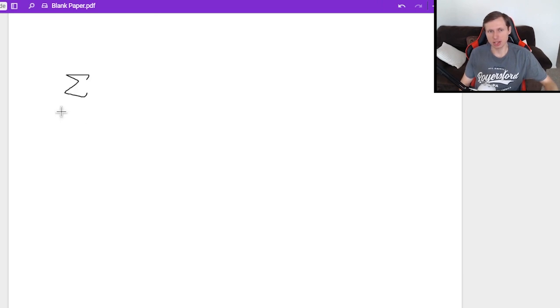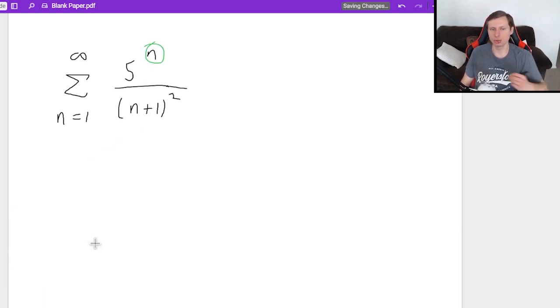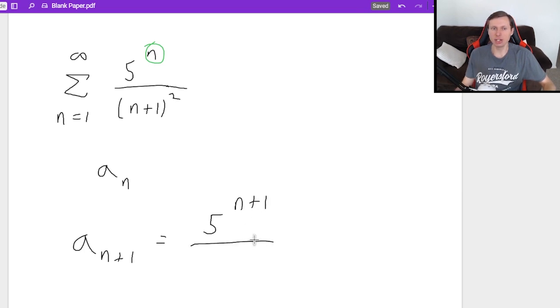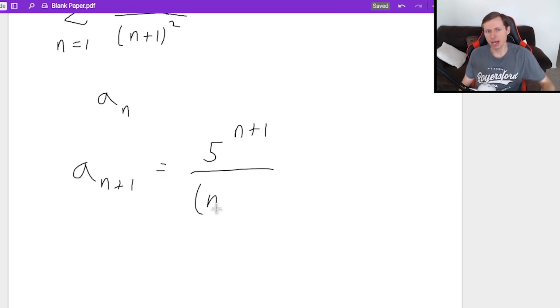I have the series from n equals 1 to infinity of, let's say, 5 to the n over quantity n plus 1 squared. So again, I have an n in the exponent here. I can use the ratio test, and I like the ratio test, so I'm going to use it. The first thing I need to do is, if that's a sub n, I need to find a sub n plus 1. I just add 1 wherever I see n, so the numerator is easy, 5 to the n plus 1. For the denominator, it's like I have n plus 1 plus 1, because there's already a plus 1 there, so you do n plus 1 twice.